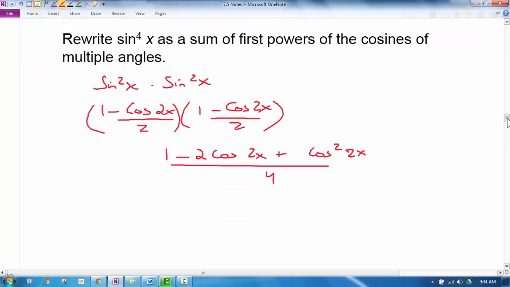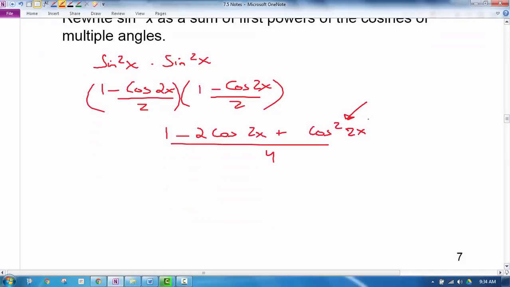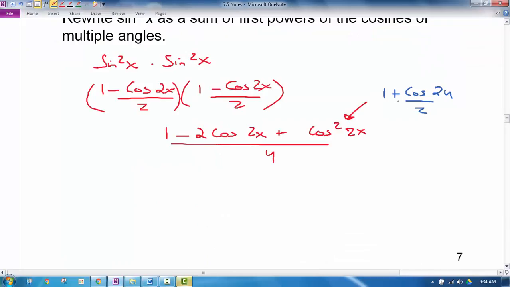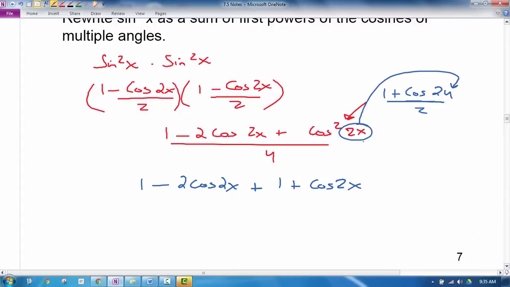So let me just simplify this a little bit more, because right here we have cosine squared again, which we wanted to avoid. So let's replace this with, once again on the formula sheet, we have a formula for power reducing formulas where the cosine squared is really 1 plus cosine of 2u over 2, which is right here. So this is a little bit tricky to simplify, but we have 1 minus 2 cosine of 2x plus, and then we have 1 plus cosine of 2x. Actually, this angle goes in right here, so it's going to be 2 times 2x, which is 4x.